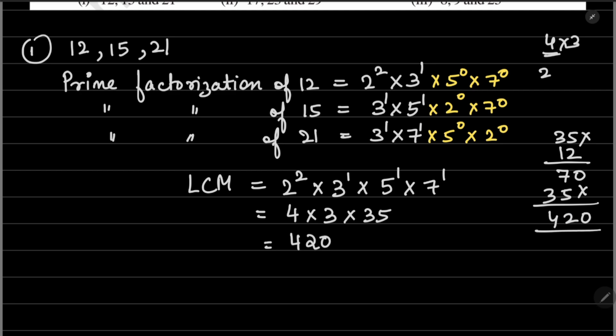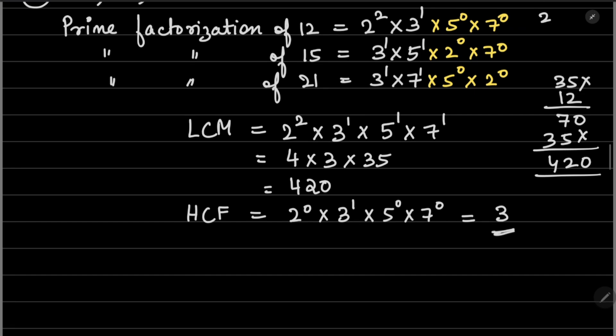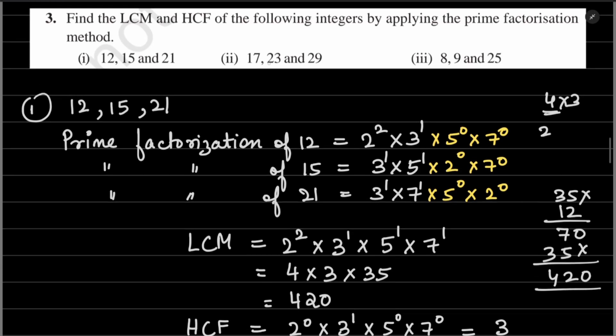This is your LCM. And what is your HCF? HCF is nothing but taking the lowest power. For 2, the lowest power is 2 raised to the power 0. For 3, the lowest power is 3 raised to the power 1. For 5, it is 5 raised to the power 0, and for 7 also, 7 raised to the power 0. So HCF is just 3. The question is just to find the LCM and HCF, so you have found them. Let's go to the next question.